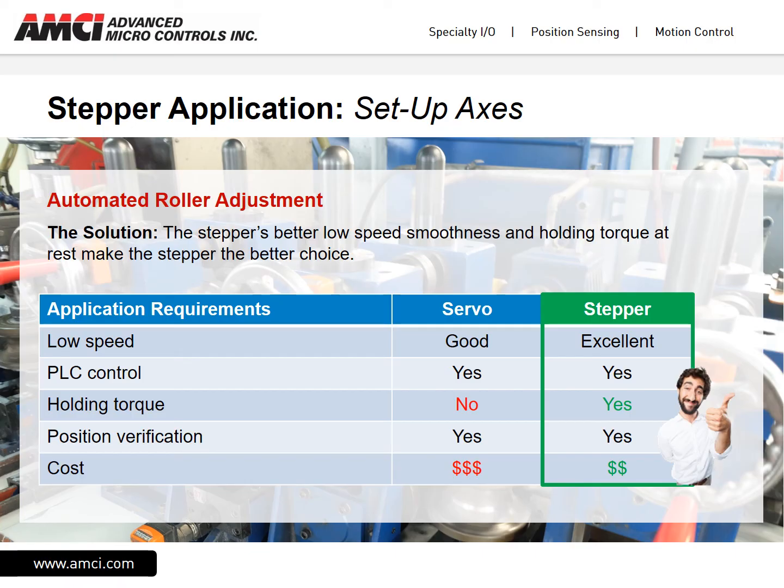The stepper has holding torque. To achieve that function with a servo, we may need to add a brake, which would add cost. Both can do position verification with the addition of a multi-turn feedback encoder to the stepper. The lower overall system cost makes the stepper the better choice.